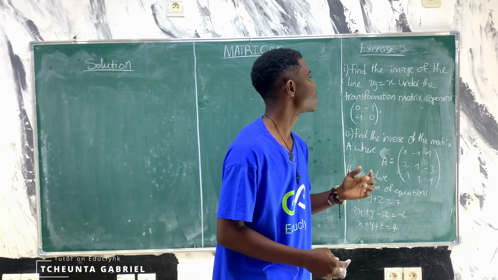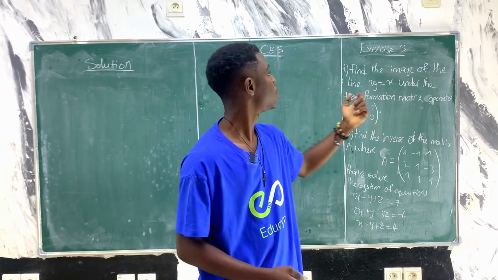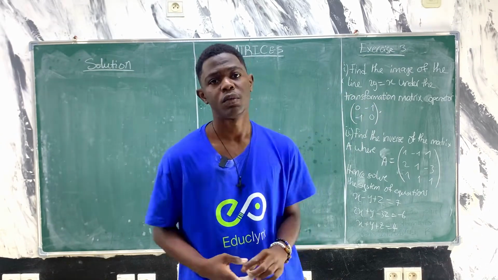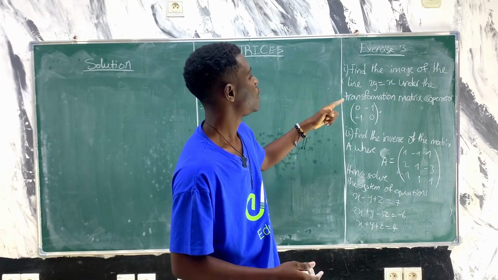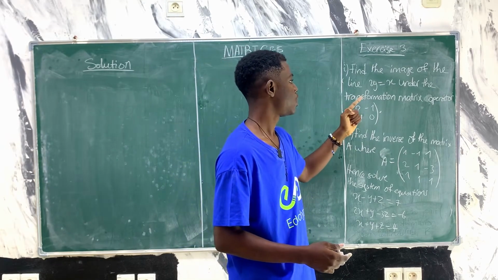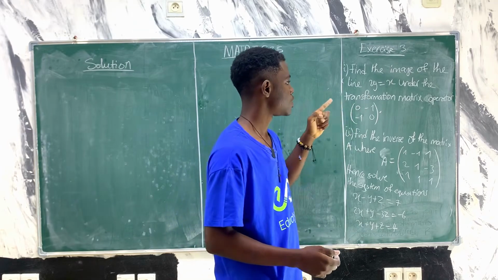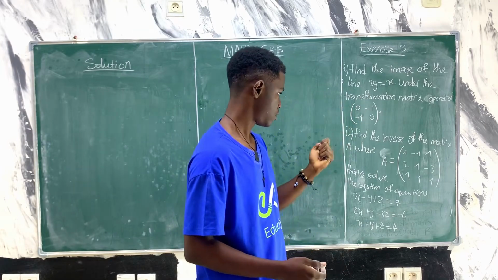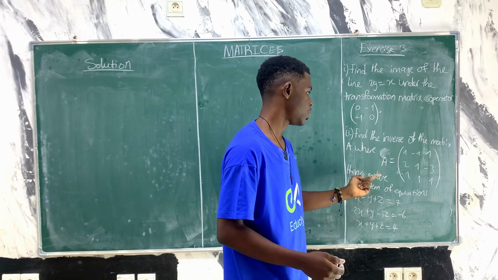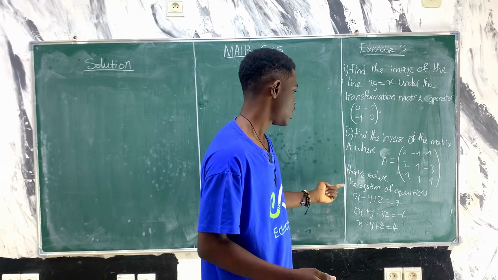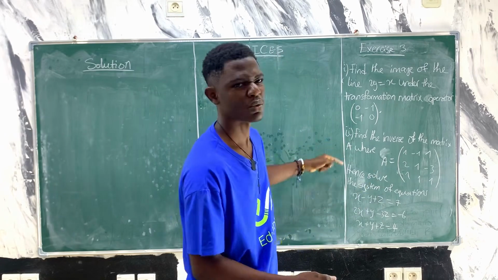So we are on exercise number 3, the chapter Matrices. This exercise goes: find the image of the line 2y is equal to x under the transformation matrix operator this. And Roman 2: find the inverse of the matrix A where A is this, hence solve the system of equations this.